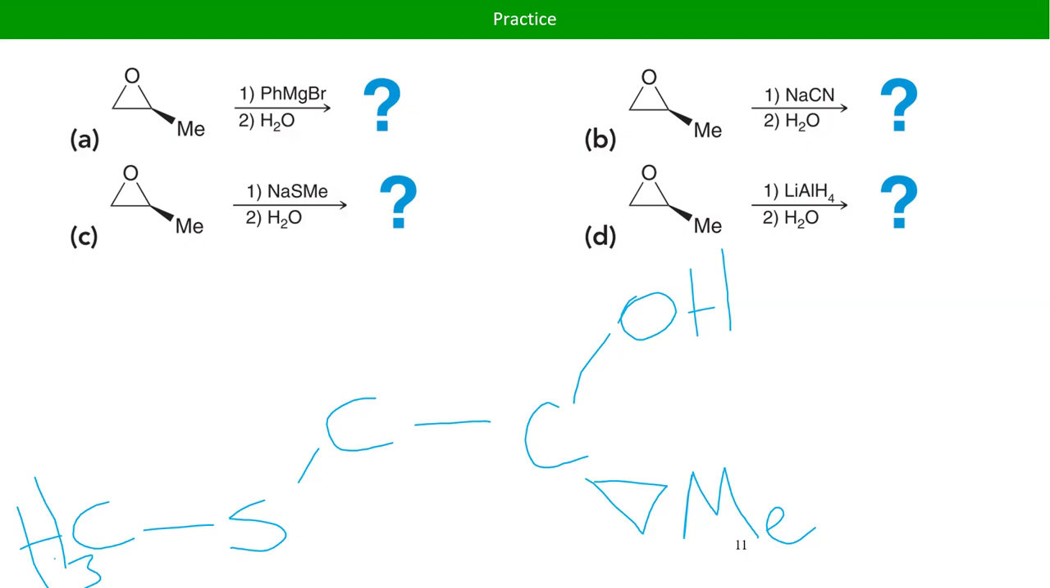And then last but not least, if you take this big complicated molecule and you just add lithium aluminum hydride and reduce it, we're just going to get 2-propanol. So we get just straight up isopropyl alcohol, if we just reduce it with a hydride.